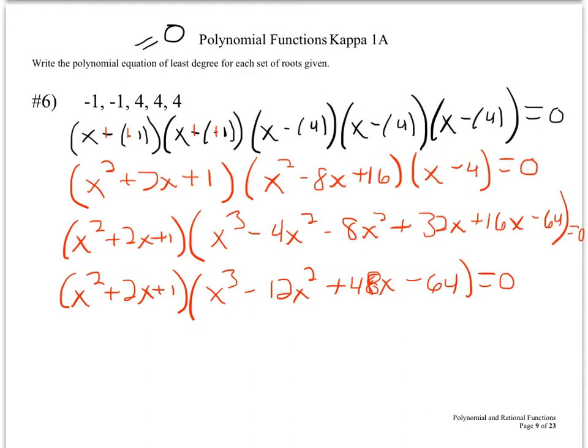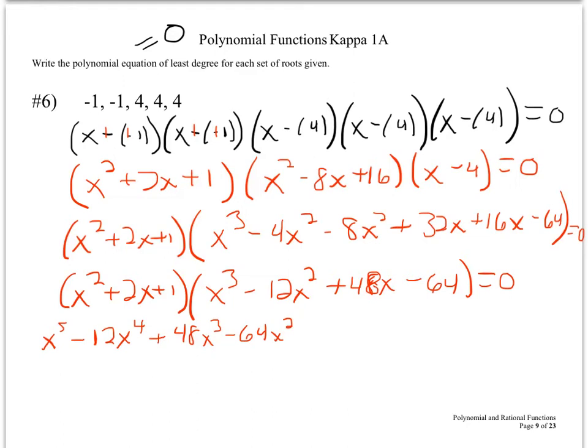So x squared times x cubed is x to the 5th. x squared times minus 12x would be minus 12x to the 4th. And then x squared times plus 48x would be plus 48x cubed. x squared times a minus 64 is a minus 64x squared.